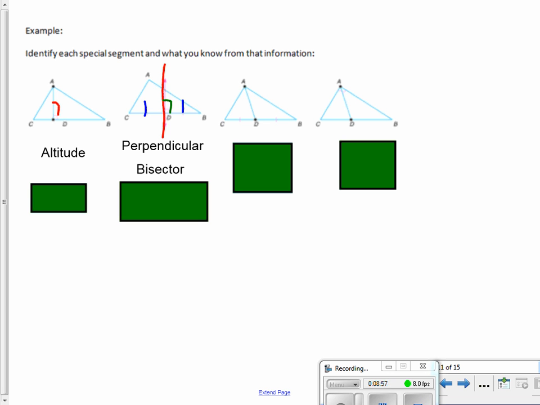Let's look at our third triangle. Again, it's ABC. We have the segment going A to D.